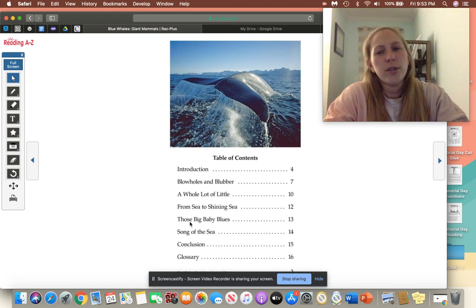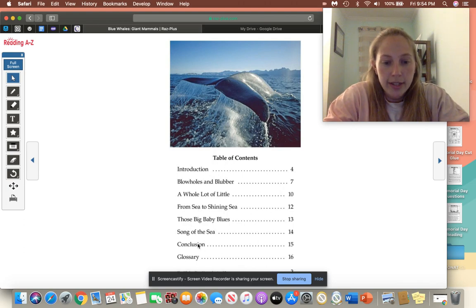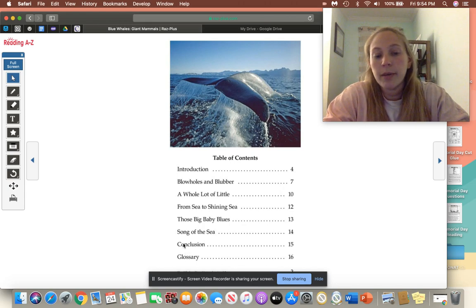But if you were to do that with Goldilocks and the Three Bears, if you were to pick up in the middle of the story, would the story make sense? No. But in nonfiction, it could. It depends on what you're looking for. So this book has a table of contents, and it also has some other key features that we'll get to as we read. Let's open it up.